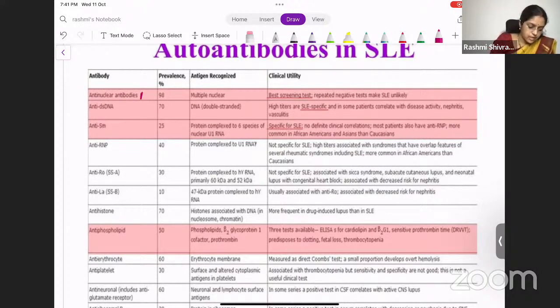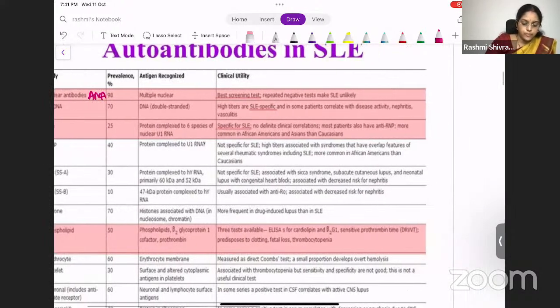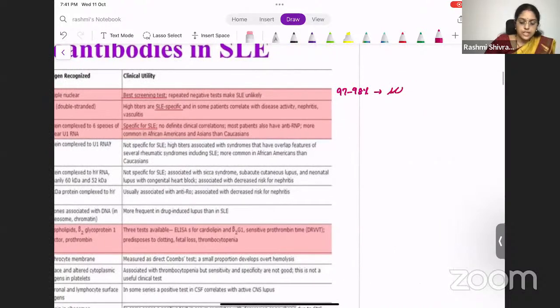Anti-nuclear antibodies, ANA. It is highly prevalent. It is seen in about 97 to 98% of patients with SLE. It is a very, very good screening tool, but it is not very specific. There are some false positives which can also happen, right? So it is a very good screening test, but it is not very specific.